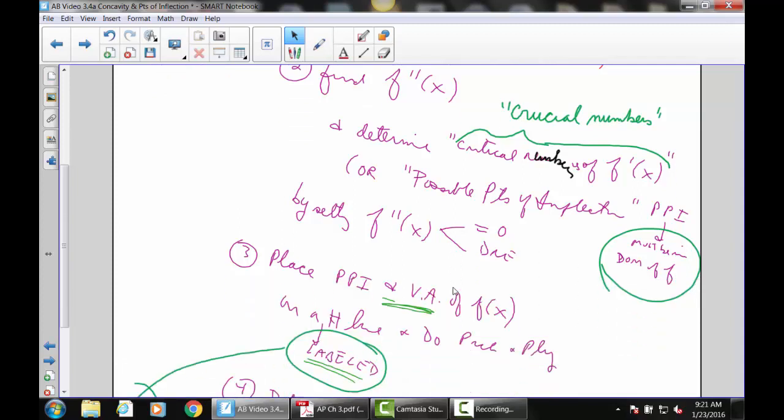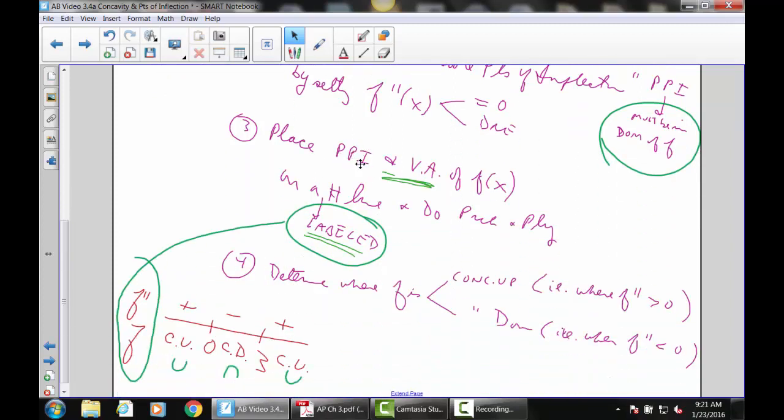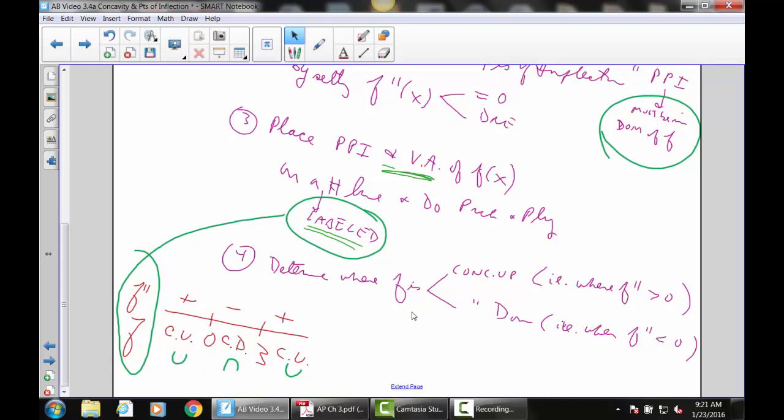Then you're going to place these possible points of inflection, or crucial numbers, and your vertical asymptotes, just like before, on a labeled number line, and you're going to do the pick and plug, and that way you'll be able to determine when f is concave up or down. When the second derivative is positive, f is concave up. When the second derivative of f is negative, f is concave down. So for example, let's say we ended up with these two numbers. I don't know if they're both crucial numbers, or maybe one's a crucial number and one's a vertical asymptote. But if you determine that the second derivative is positive, negative, positive, then the original function f is concave up, concave down, concave up.